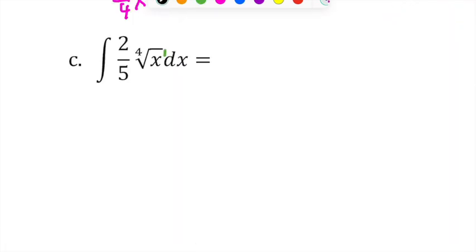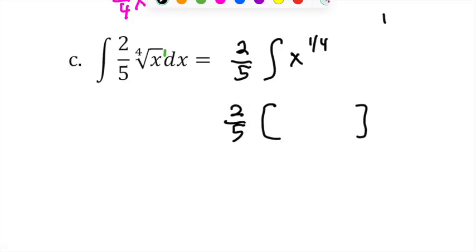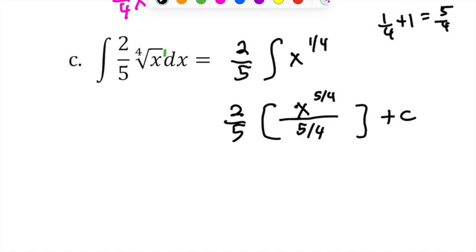Okay, again, so this, I'm going to move the 2/5 outside of the integral. And I'm going to rewrite this 1 as 1/4. So again, we're going to take 1/4 plus 1. We're going to add 1 to the exponent, and that gives me 5/4. And then we divide by that same number. Always add your c to the outside.